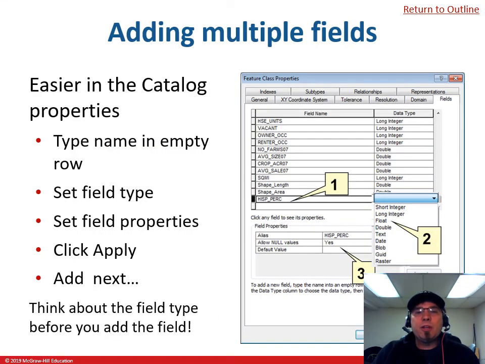So another option that you have when you're adding fields is if you know you're going to need several at a time, you could do it within the catalog properties. So if you go to the fields tab within properties, you can add multiple fields and tell it which kind of data is going to go in each field right away. I typically don't do this because I usually do one at a time, but you have that option if you need to add more than one at a time.